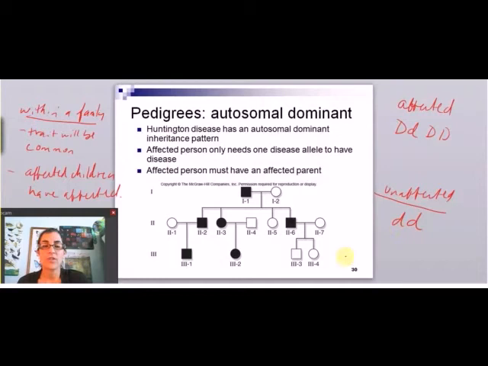So you can also fill in genotypes. In the case of an autosomal dominant disease, it makes sense to start with the people who don't have the condition because they must be homozygous recessive, absolutely. So you can go in and fill in anybody who does not have it. And then you can work backwards from them.